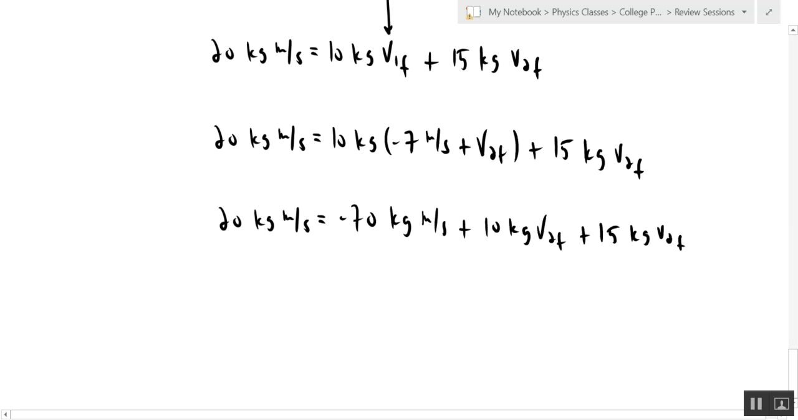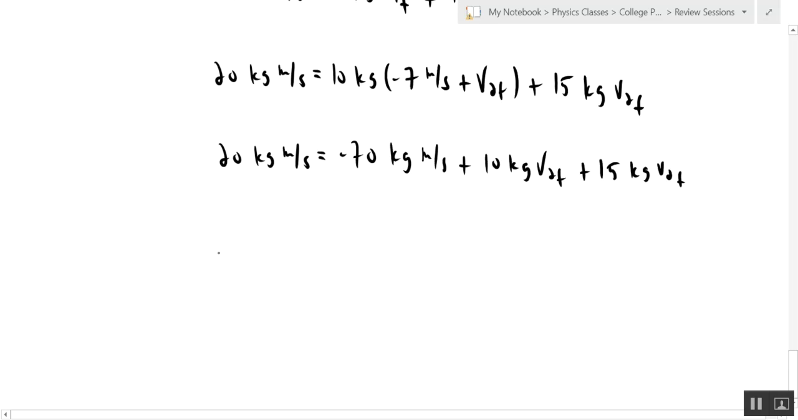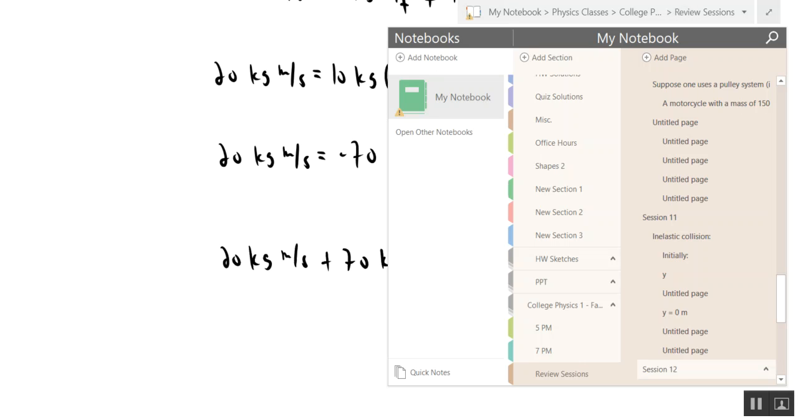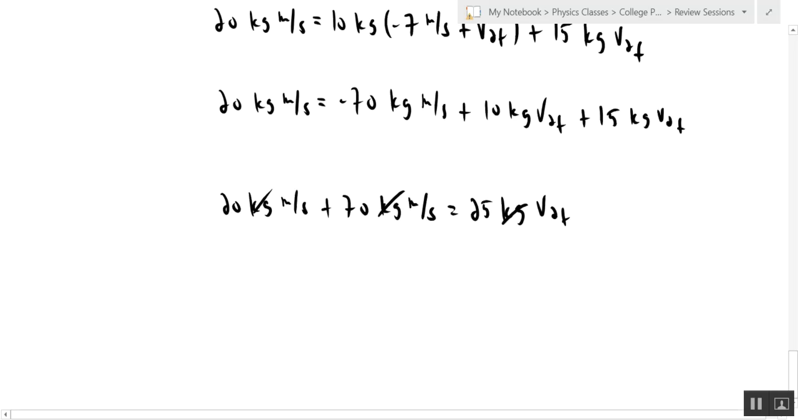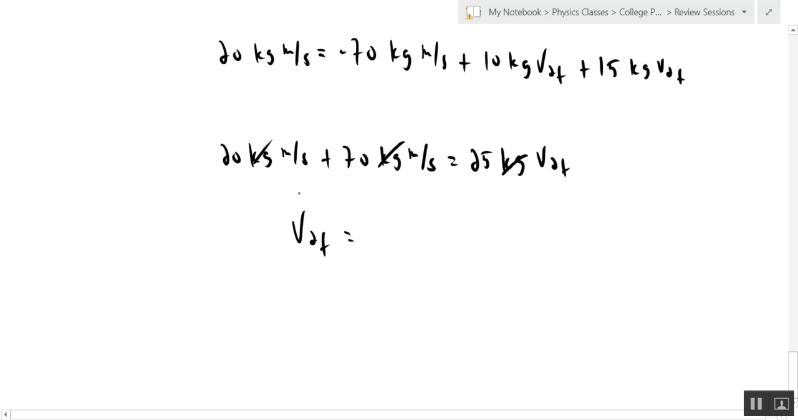So then you add 70 to both sides, you get 20 plus 70, which is 90. And on the right-hand side, you have 10 kilograms plus 15 kilograms V2F, which gives you 25 kilograms V2F, and the kilograms cancel out. So you just get meters per second. So basically this is V2F, if you solve for it: 20 plus 70, which is 90, divided by 25.